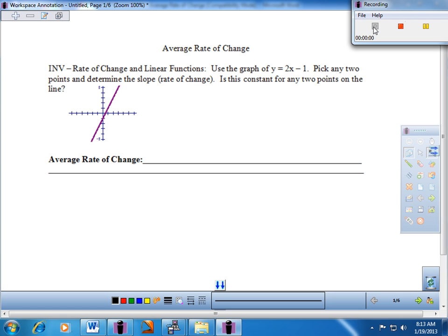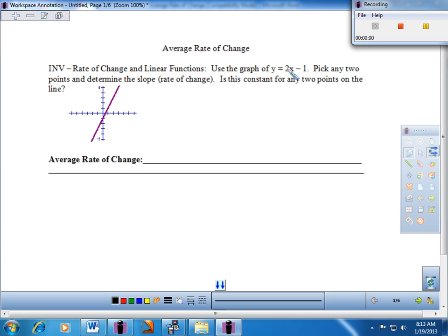There's an investigation at the top, and it says rate of change and linear functions. It says use the graph of y equals 2x minus 1. Pick any 2 points and determine the slope. If you remember from your previous courses, slope is really the rate that the function changes. So slope is our rate of change. And it says, is this constant for any 2 points on the line? Well, let's take a look and highlight a couple and go from there.